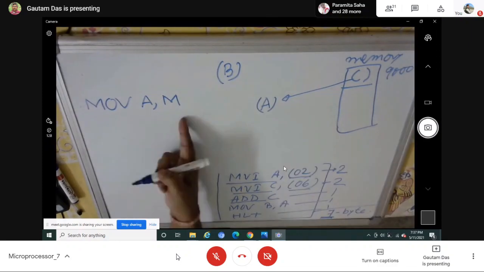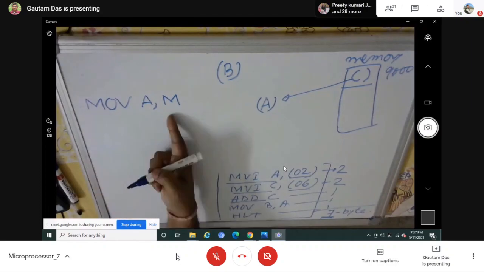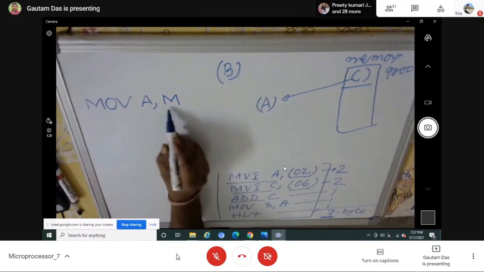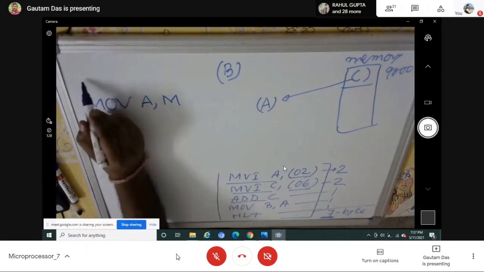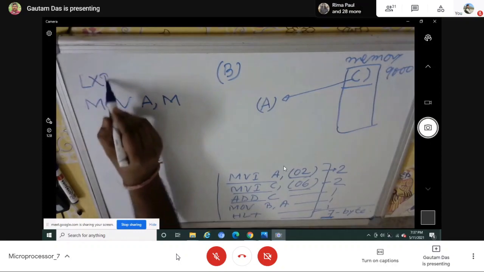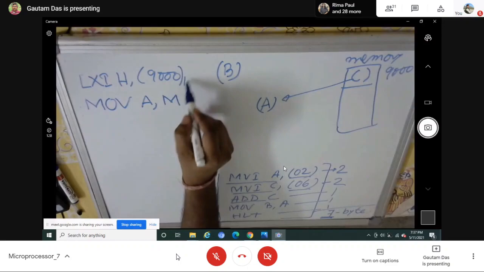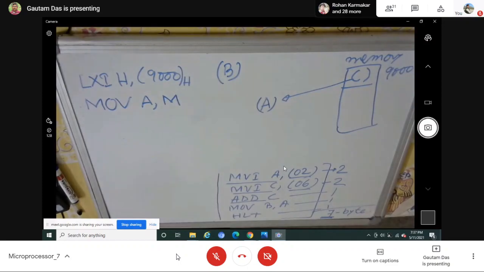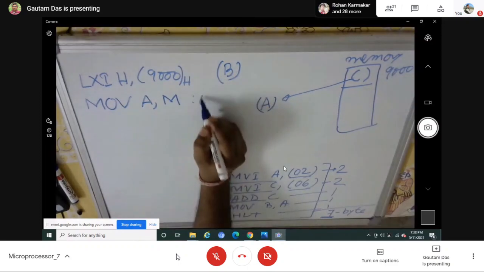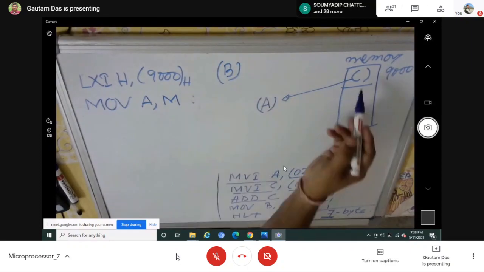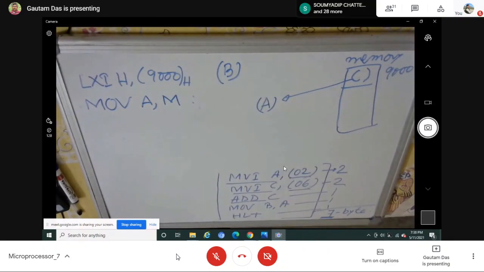This is the instruction. But whenever you write this instruction, you find that one of the operands is M. Now you think, whenever there is an M, you must store the address of M in the HL register pair before this instruction. That means what instruction will you use? You will use LXI H, 9000. Now after this instruction, your data from memory is transferred to the accumulator.